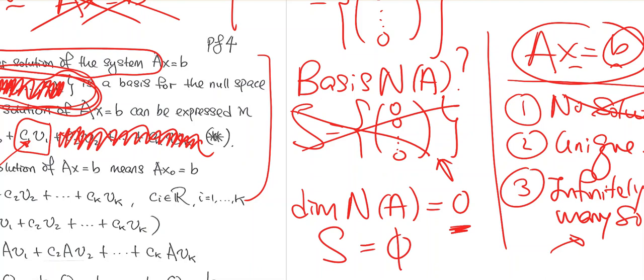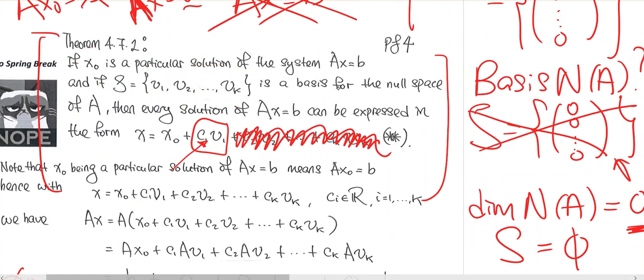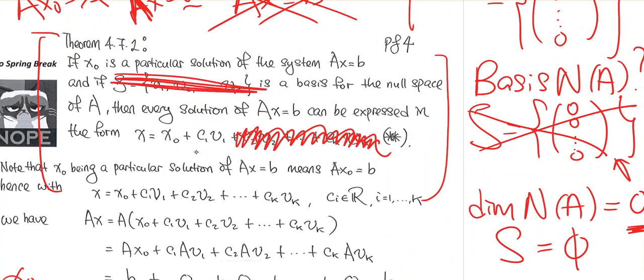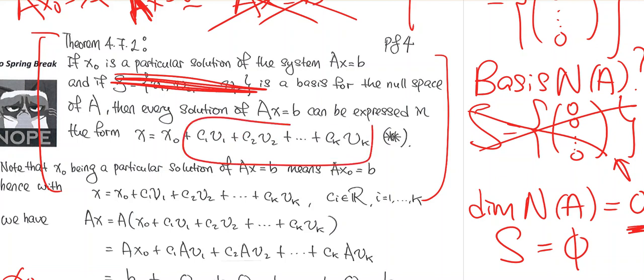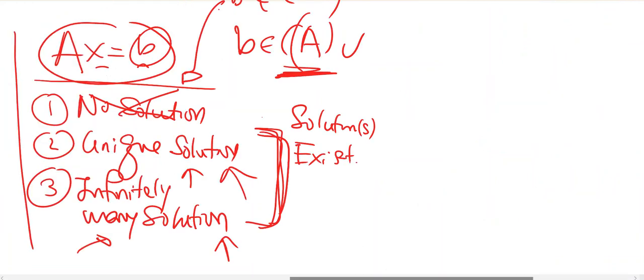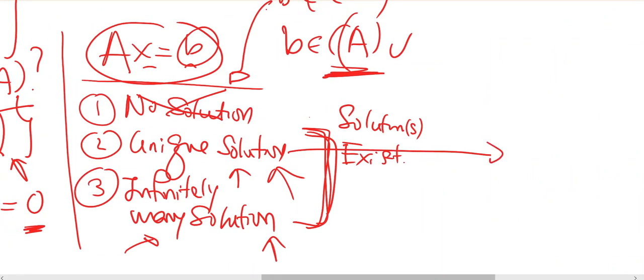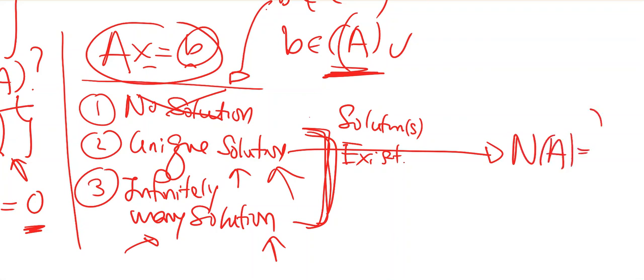This is no surprise, right? If your null space of A is so small that it only contains the zero vector, which means there's no basis, which means there is no null space part whatsoever, then you have a unique solution, because this is the part that generates infinitely many solutions. If you don't have this part, you have a unique solution. So back to here: a unique solution happens when the null space of A is just the zero vector.